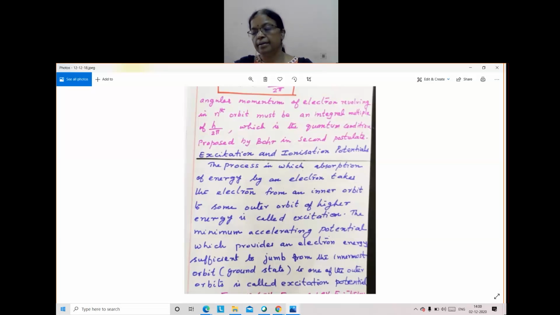Giving energy to the electron so that it will jump from a lower energy level to a higher energy level, like inner orbit to outer orbit. That's excitation. When an atom gets energy, the electron jumps from a lower energy level to a higher energy level. The process in which absorption of energy by an electron takes place and the electron jumps from an inner orbit to some outer orbit is called excitation.